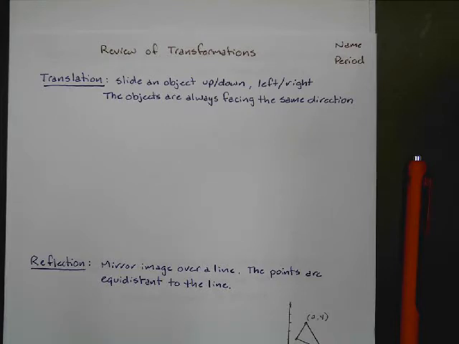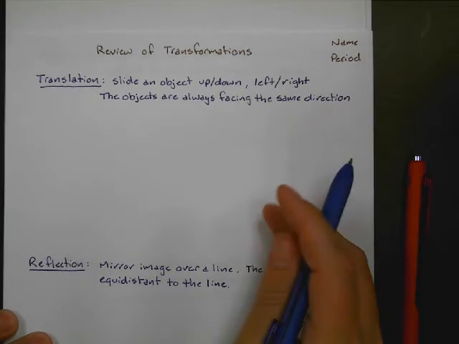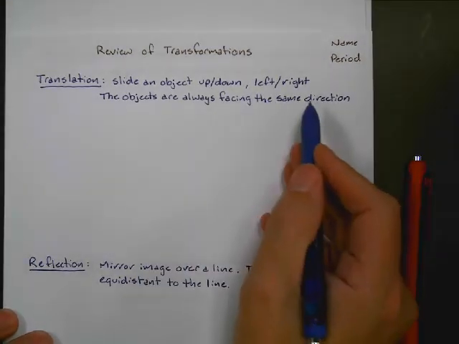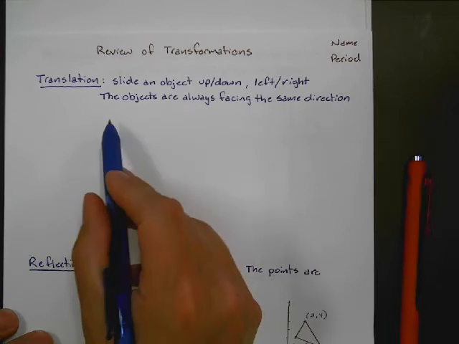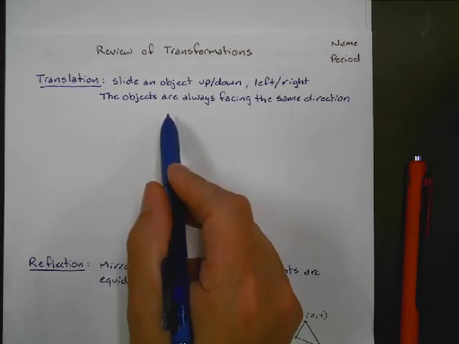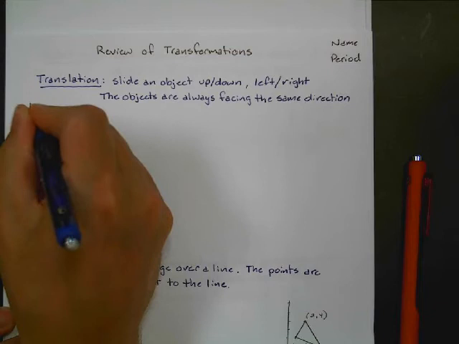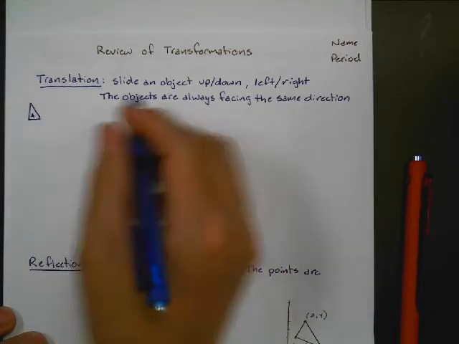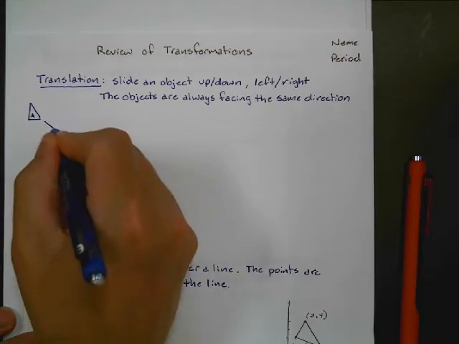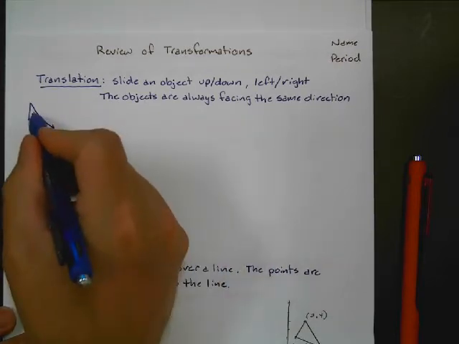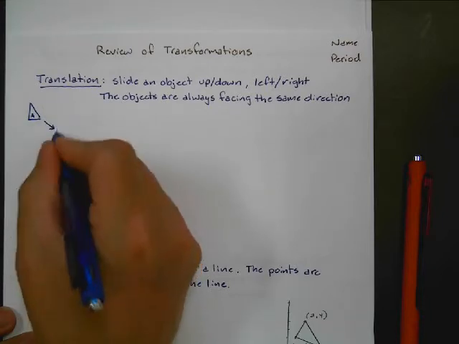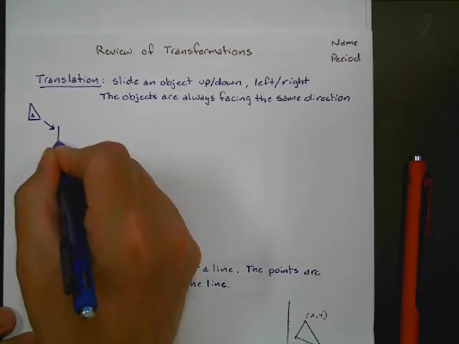This is just like sliding an image around on your paper. And when we have a translation, we can go up and down or we can go left and right. And we notice that when we translate something, the objects always end up facing the same direction. So let's say that I've got a triangle over here. I'll call this triangle A. And we decide that we want to slide it down to here. So we want to go right and then down. And we want to slide that triangle over to there.